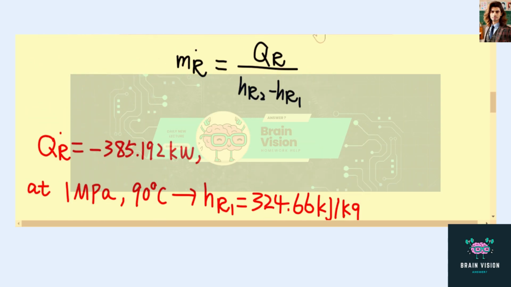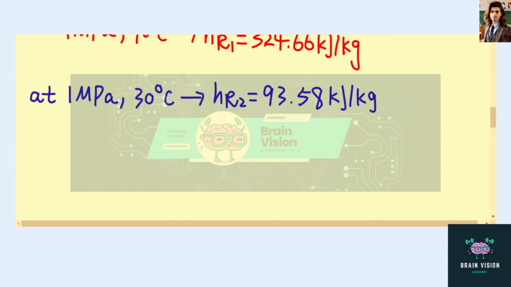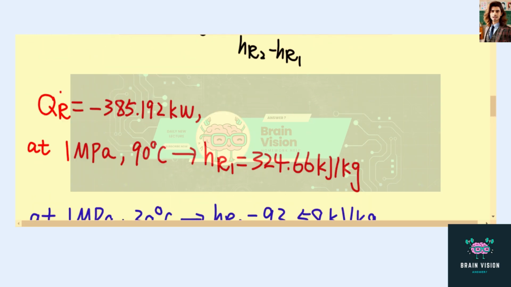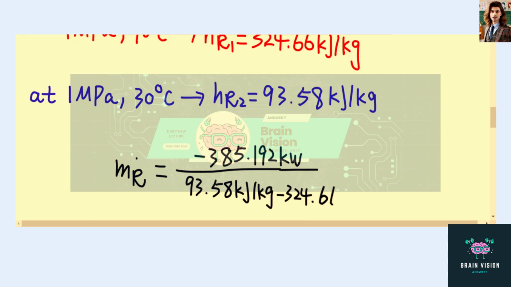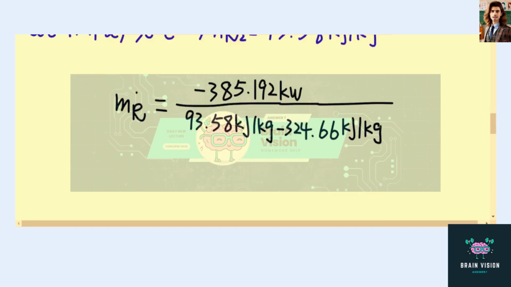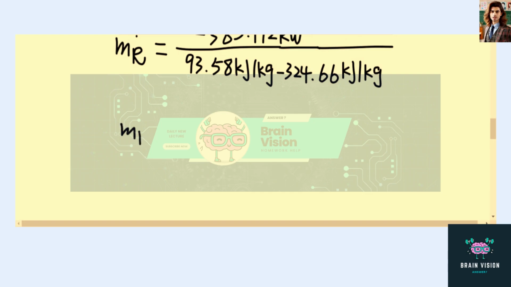Now we can plug back into the equation to determine the mass flow rate of the refrigerant, which is equal to negative 385.192 kilowatts over 93.58 kilojoule per kilogram minus 324.66 kilojoule per kilogram.